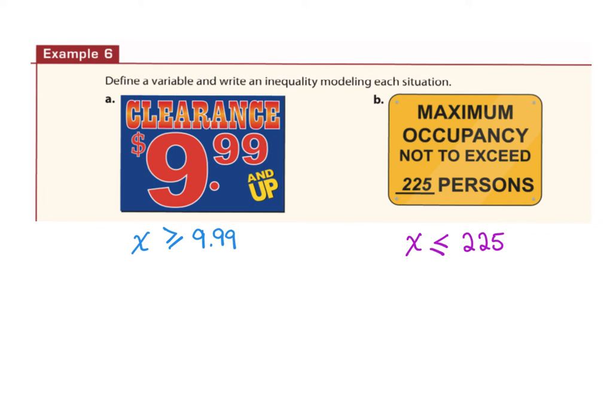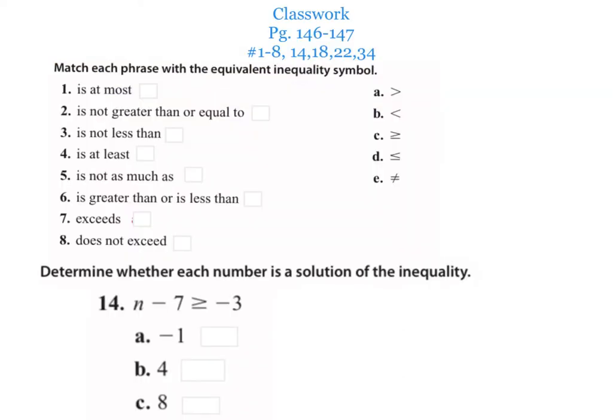So when you decipher these in a word problem, it's very important that you decipher it the right way, because if not, your final answer is going to be exactly opposite of what you're trying to say. So let's try some of these. Look on page 147. The phrase is at most. Is that going to be less than or greater than? At most. The most you can spend is $100. Are you going to spend more than $100? No, it's actually going to be less than or equal to. So you can spend $100, or you can spend less than 100. Is it not greater than or equal to? What does that mean? Yeah, less than.